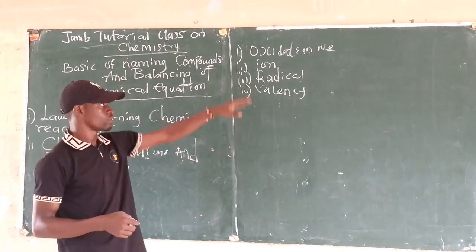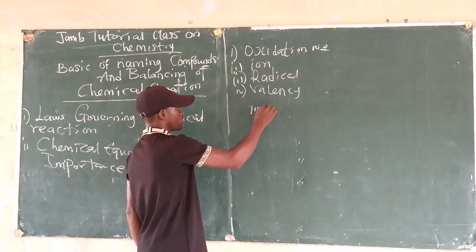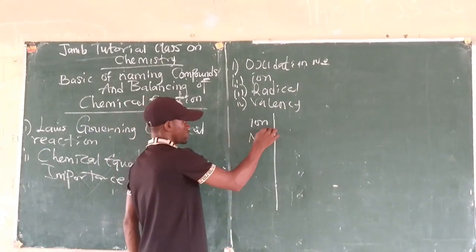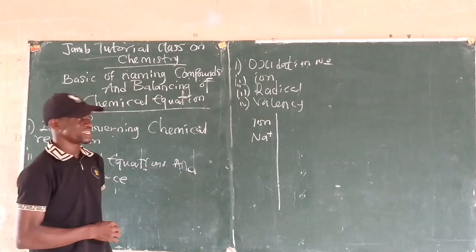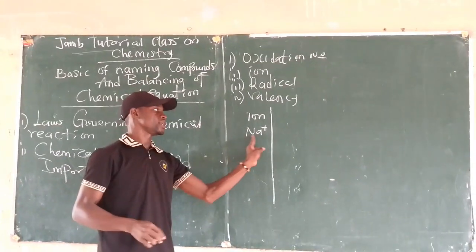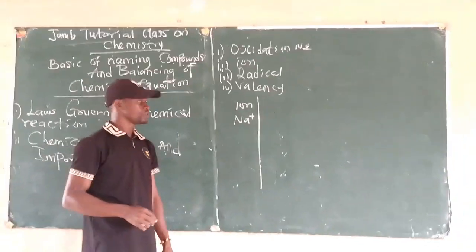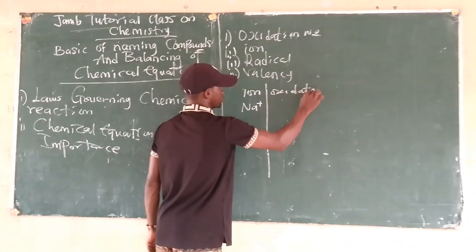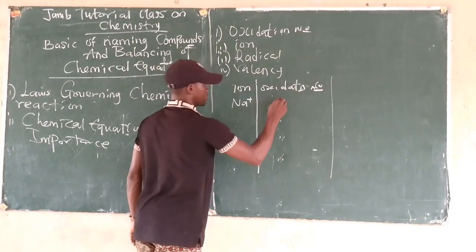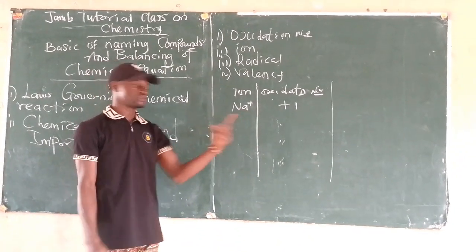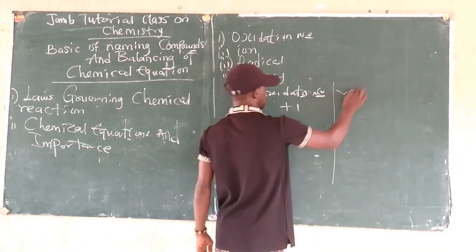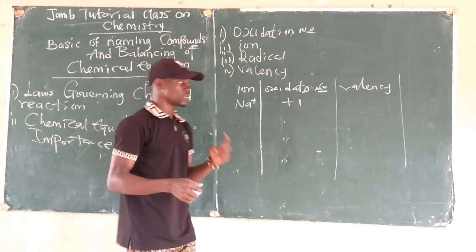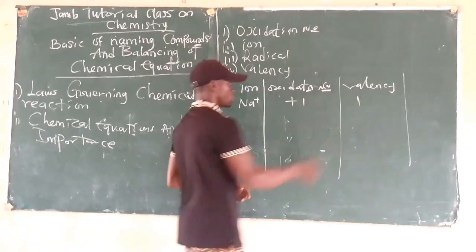Let me give you a quick table of this. Here we have the ion, an example of an ion. For instance, we have sodium. Sodium is Na+. So in a situation like this, sodium possesses a positive charge, and its oxidation number is +1. So the charge that is assigned to sodium is +1. Here we also have the valency. The valency has nothing to do with the charge, either positive or negative. It's more concerned with the figure. So here we have 1.